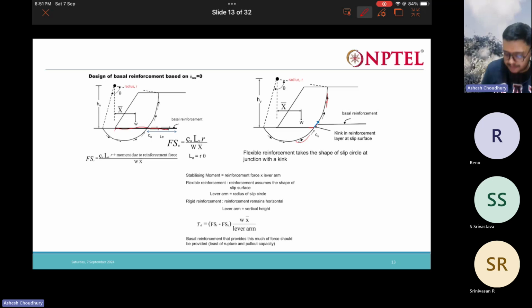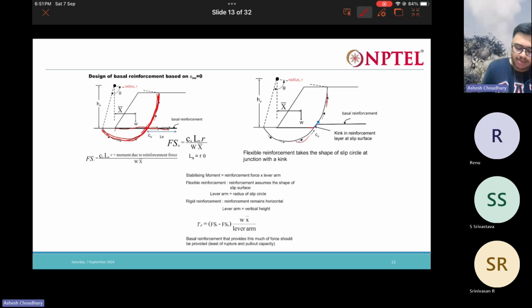So you can see here, if the friction angle is 0, if the soil is completely cohesive, then what is the factor of safety? The factor of safety is nothing but Cu times La times R divided by W into X. So what is Cu times La? Cu times La is nothing but the shear resistance that develops. Cu is the undrained cohesion of the soil times the length of this slip circle arc La. That gives the shear resistance, times R. R is the radius, so R is nothing but the lever arm. So Cu times La times R gives the resisting moment.